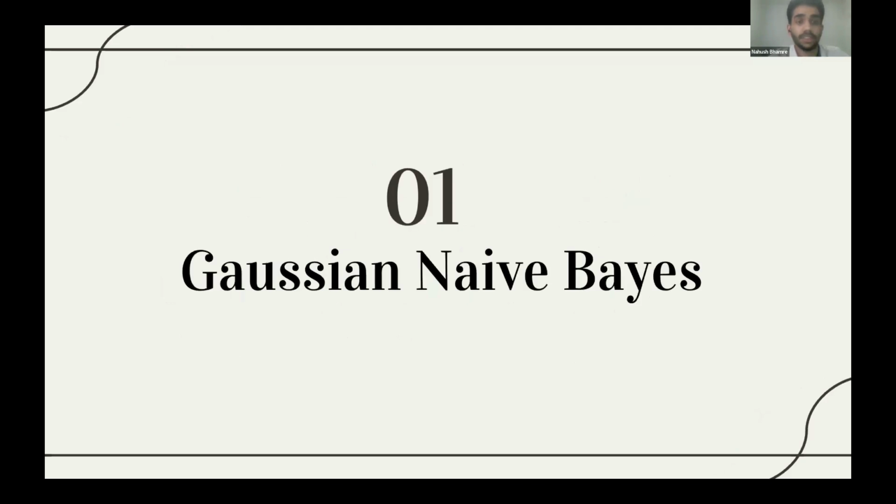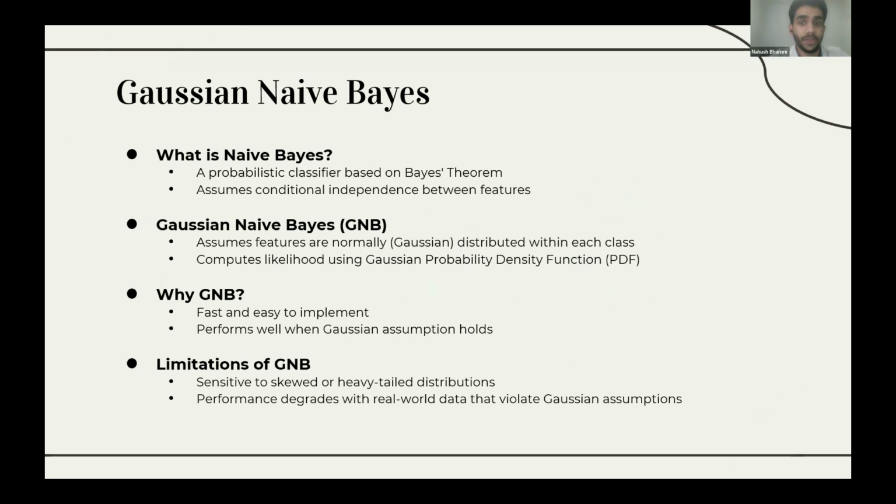So let us start with the Gaussian naive-Bayes model. Naive-Bayes is a family of probabilistic classifiers that apply the Bayes theorem with a strong assumption of feature independence given the class. Despite its simplicity, it performs surprisingly well in many domains, especially the ones which have high dimensional data. One of the most used variants is the Gaussian naive Bayes, which is a parametric model that assumes the features follow a normal distribution within each class.